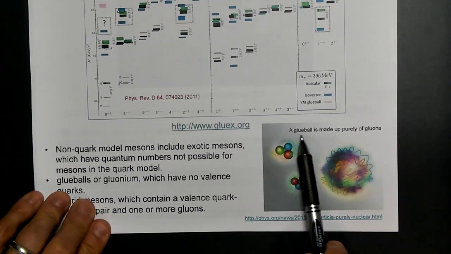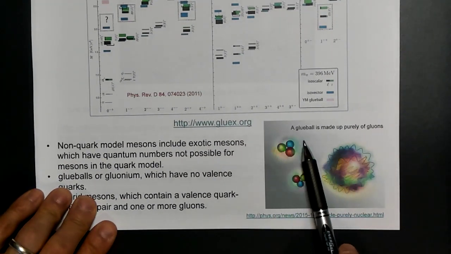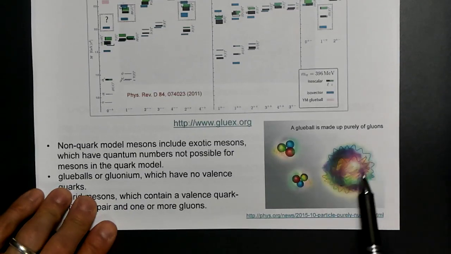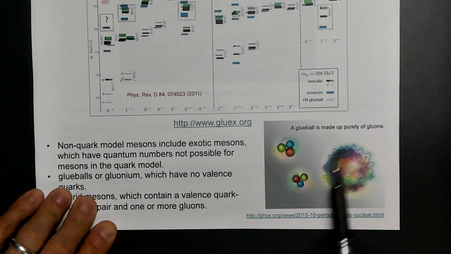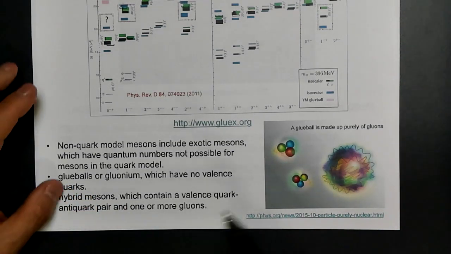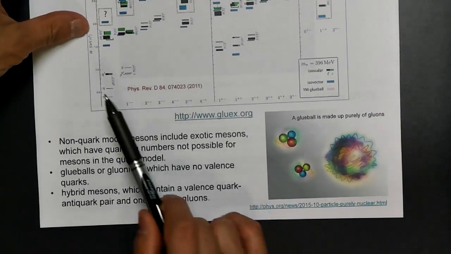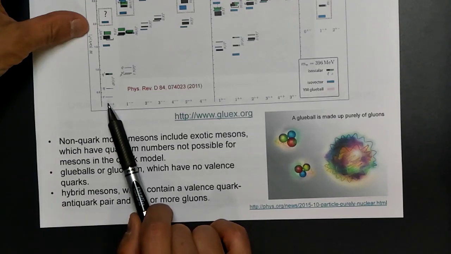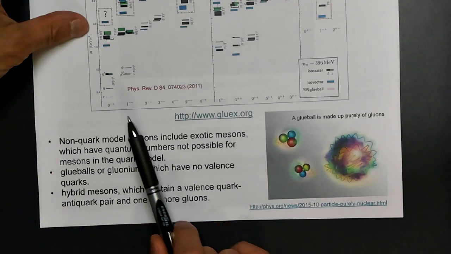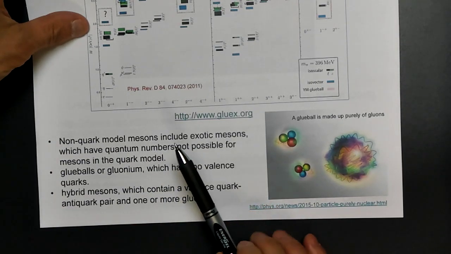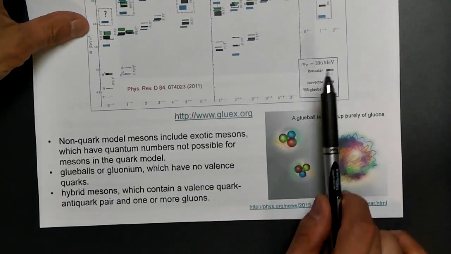So here are some pictures of these various states. Here's a picture of a glue ball here. Okay, and you can also have various hybrid mesons, we've talked about them before, where we have a combination of this simple quark model picture with some gluons as well. And these are the so-called exotic states.